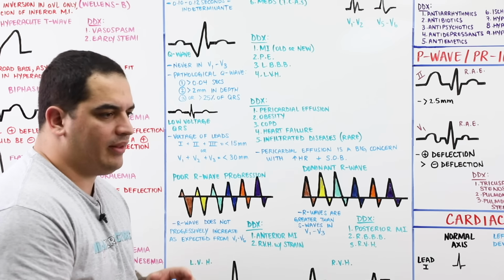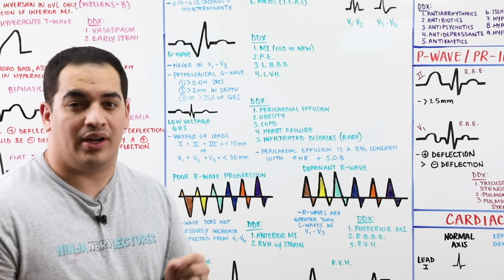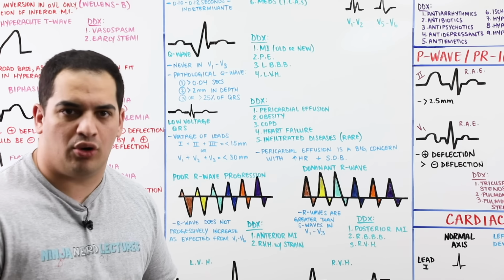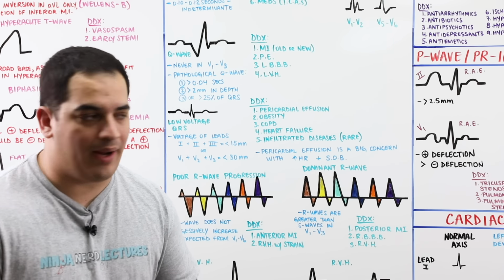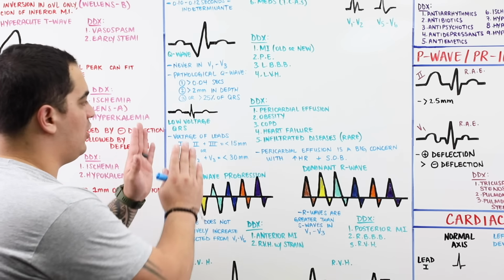And for the most part, they're not too serious in the particular clinical setting. But if I see someone who is short of breath, they're tachycardic, I've got to be a little bit concerned for a pericardial effusion, right? So how do I determine if someone has a low voltage QRS?